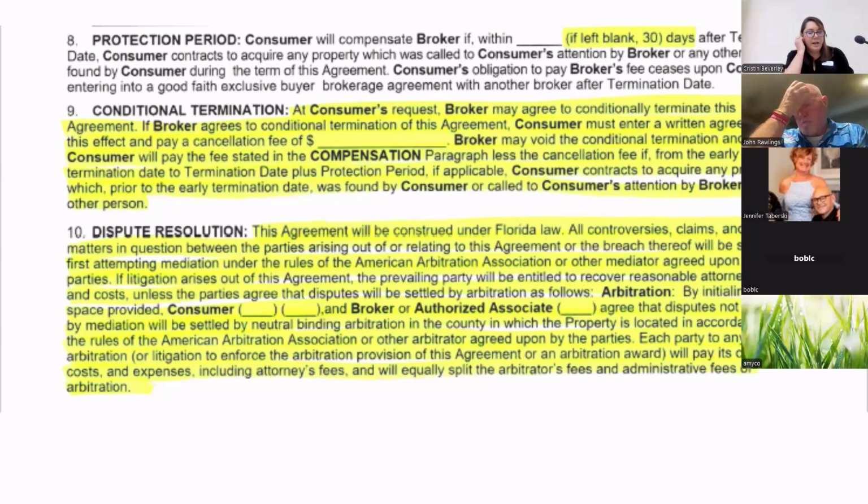All right, for 9 and 10, this is great. The conditional termination and the dispute resolution. This mimics our listing agreement exactly. So this is the same words. We don't even have to learn anything new. I think that's really great. But again, it's something that you're going to want to talk to your customers about.